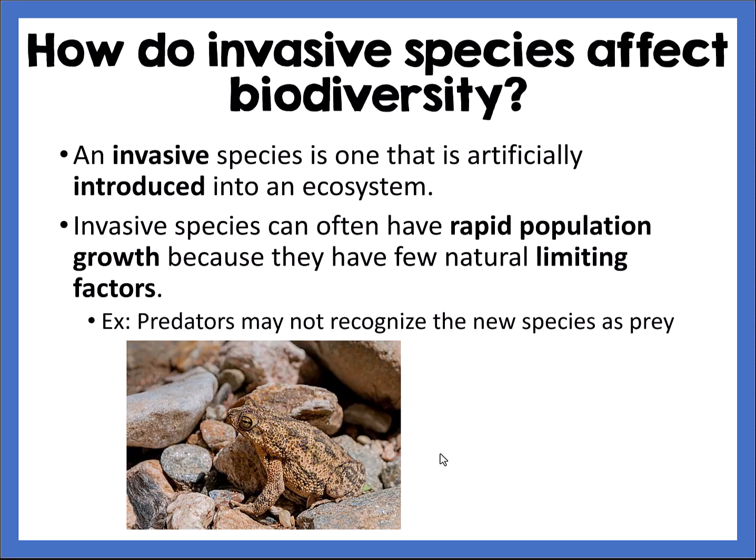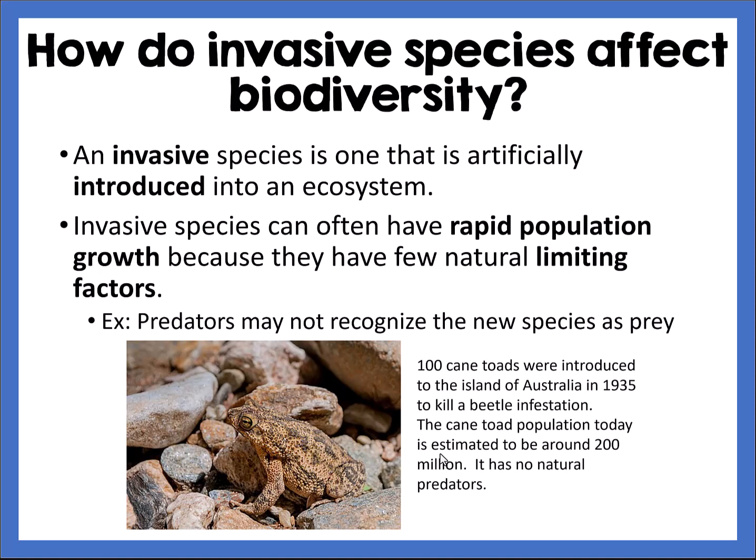Invasive species can often have rapid population growth because they have few natural limiting factors. Because they are not meant to be in that ecosystem, were not naturally in that ecosystem for long periods of time, the environment may not have limiting factors that are able to stop that population growth. Predators, for example, may not recognize the new species as prey. They may be able to outcompete natural organisms that are already in that environment.